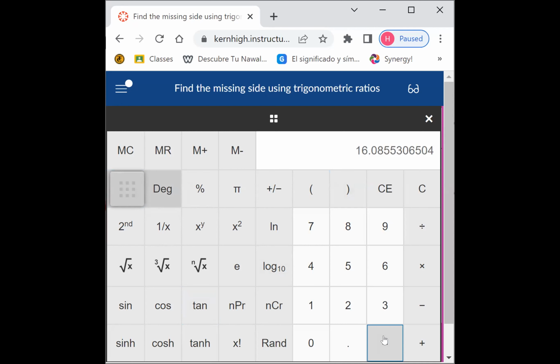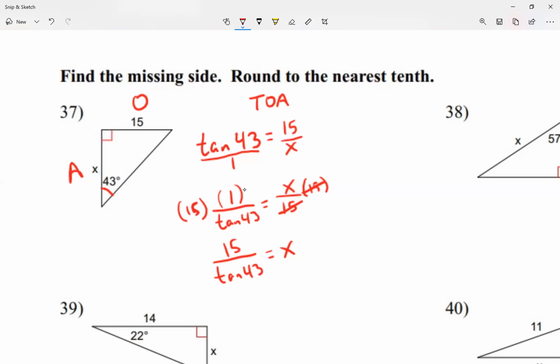It says 16.08, but I'm rounding to 1 decimal place. But I still take a look at the second decimal place. The 8 is big enough, so the 8 is going to push this 0 up. So 16.08, I'm going to call this 16.1. So 16.1.